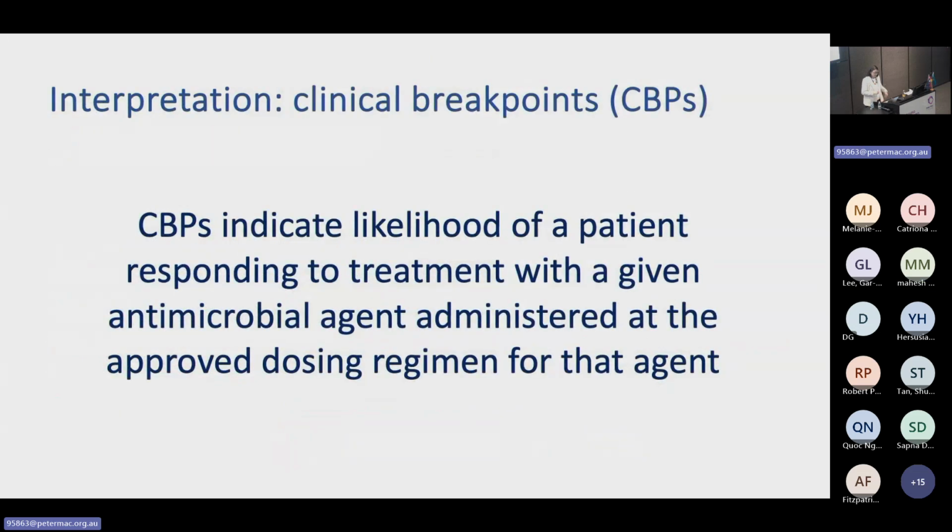Once we've worked out the MICs, we need to interpret them and decide how to report them. Ideally, there would be species-specific clinical breakpoints, but we know that's often not the case for fungi. A clinical breakpoint indicates the likelihood of a patient responding to treatment with a given antimicrobial or, in our case, antifungal, administered at the approved dosing regimen. I guess this definition doesn't really account for whether or not the drug can reach the site of infection.